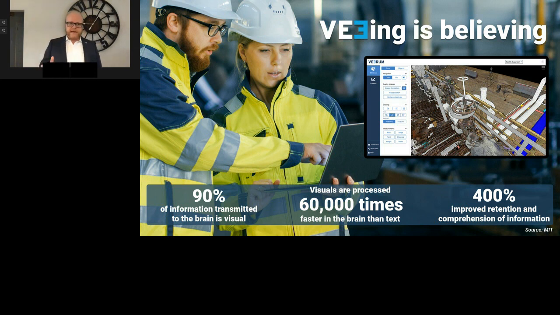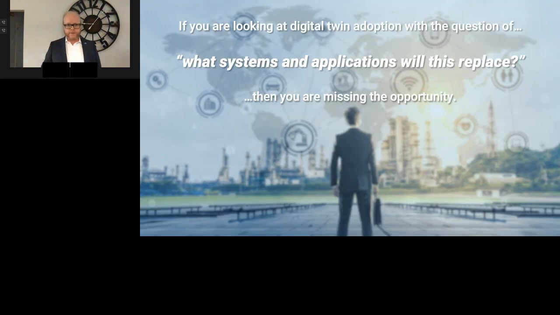So by presenting the data that you have in a 3D context, such as the image on the screen here, you are 90% more likely, that's how you transmit visuals from the brain, but 60,000 times faster to comprehend the data that you're seeing, and a 400% retention improvement rate on what you've actually learned and taken in. So now you're giving the information in order to do the right processes, the right procedures, to make the right decisions. You're giving that data in a consumable way that makes sense to humans, right? So if you are going to try to drive productivity and improve safety, you need to deliver the information in a context that makes sense for the humans that are working on site with you.